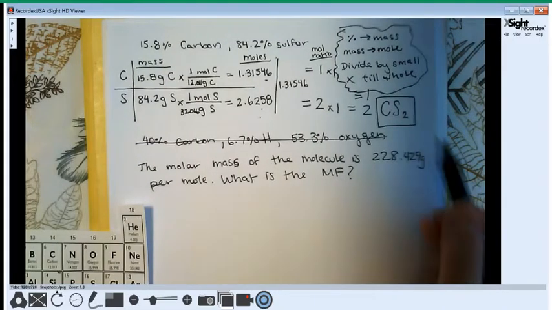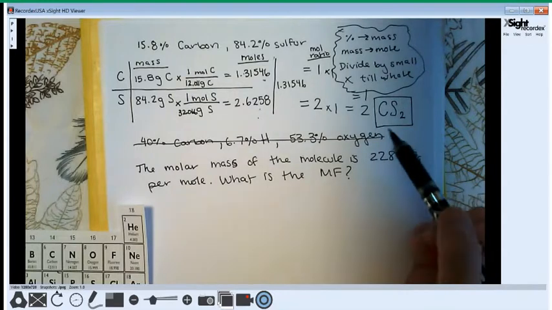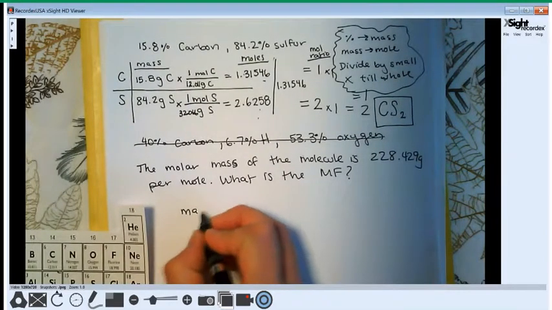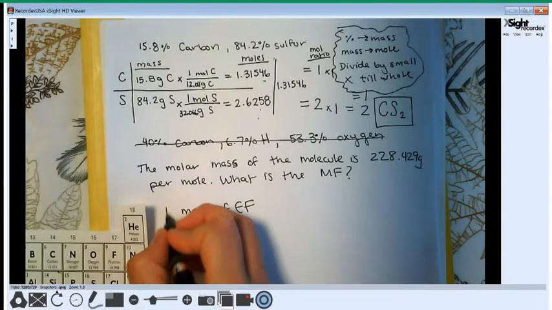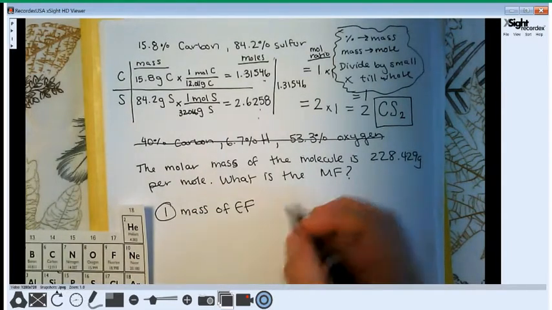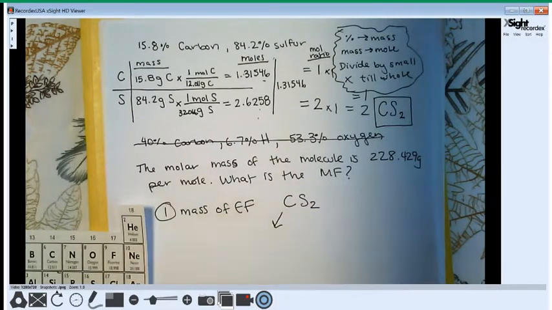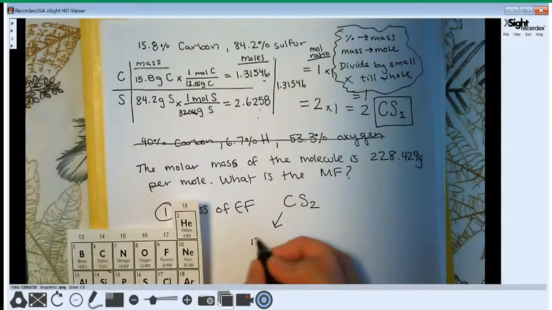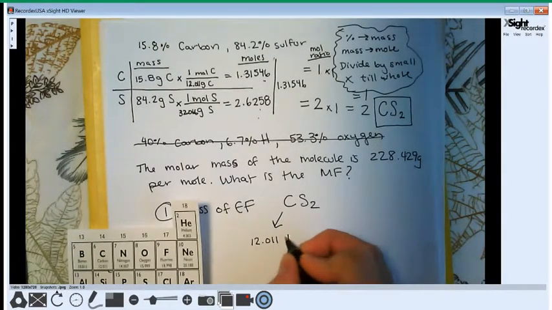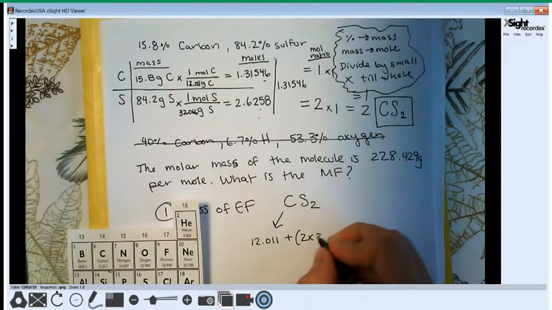Okay. If we're going to figure out what the molecular formula is, we first need to figure out the mass of our empirical formula. So step 1 is to figure out the mass of our empirical formula. We have 1 carbon and 2 sulfurs. So our 1 carbon has a mass of 12.011, plus 2 times the mass of sulfur, 32.066.